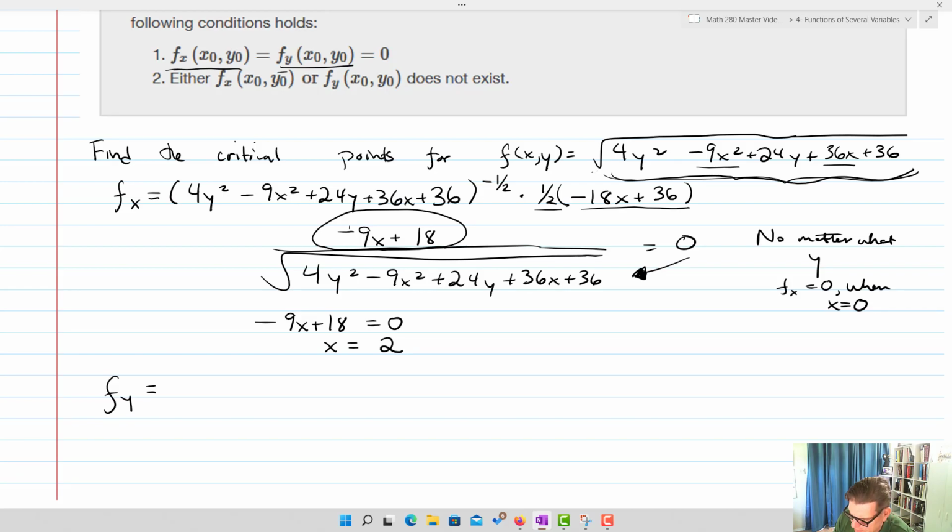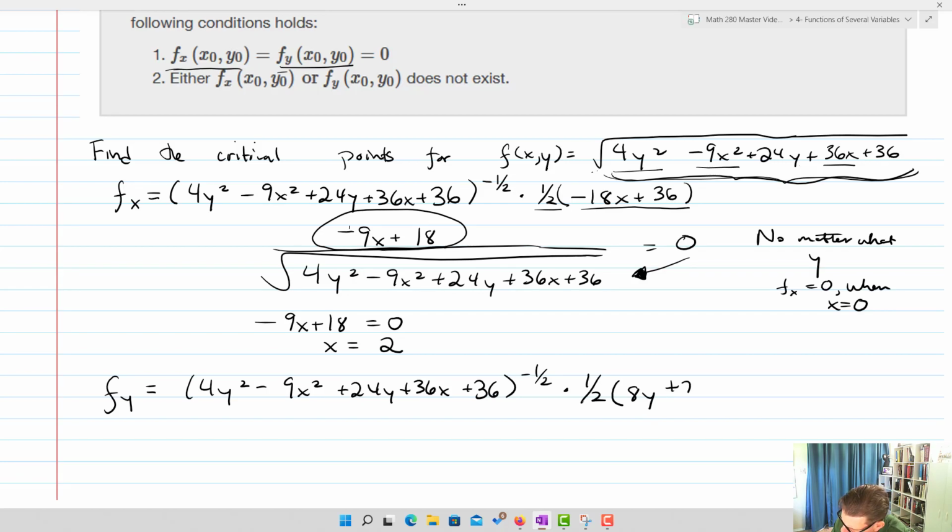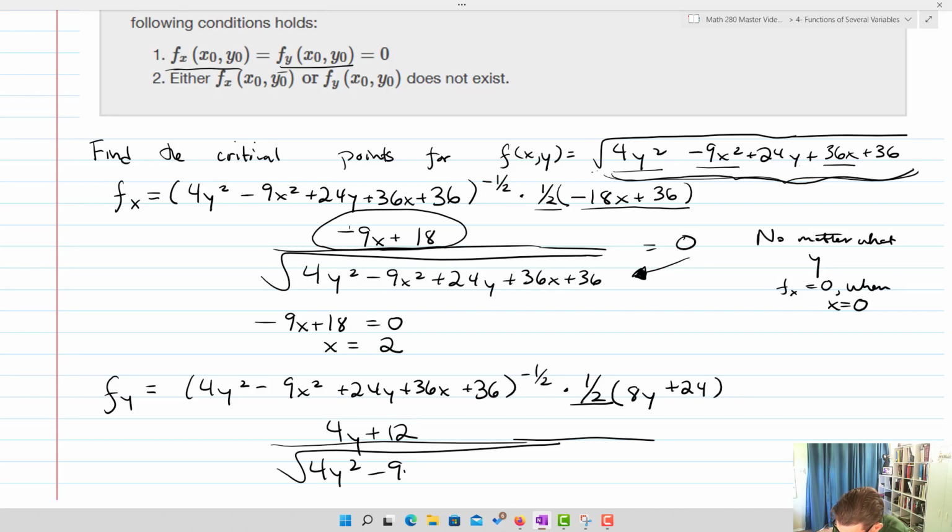So now let's find fy. And fy, again, is basically the same thing. We're going to end up with 4y squared minus 9x squared plus 24y plus 36x plus 36 to the negative 1/2, and then times 1/2 times the partial with respect to y. So this is going to be 8y plus 24. And so consequently what we get here is, because we'll multiply by 1/2, 4y plus 12 divided by the square root of 4y squared minus 9x squared plus 24y plus 36x plus 36.